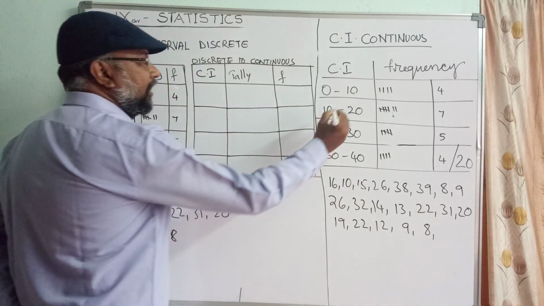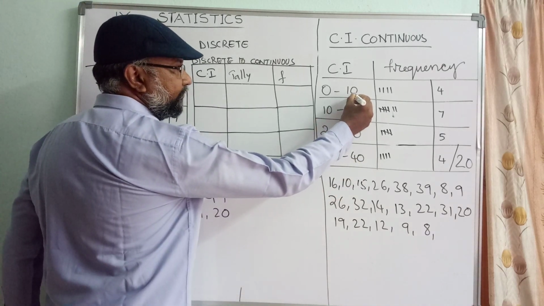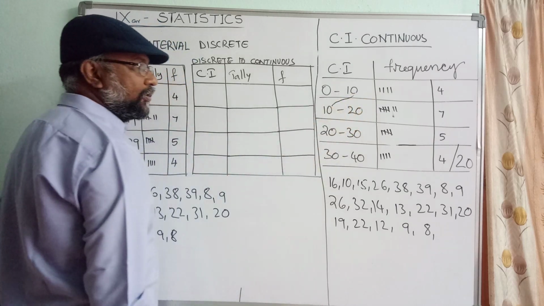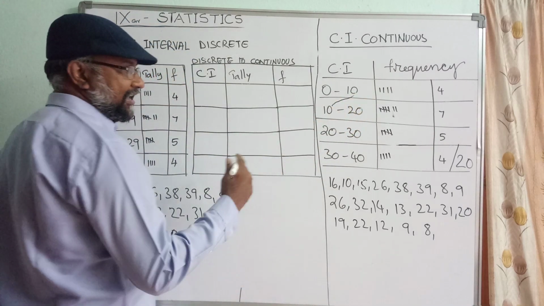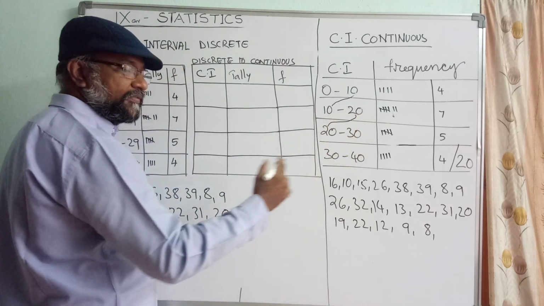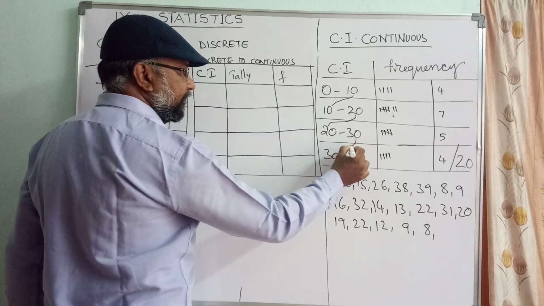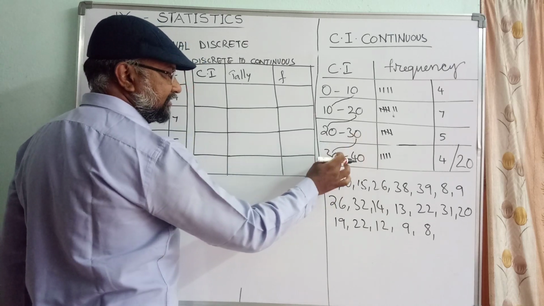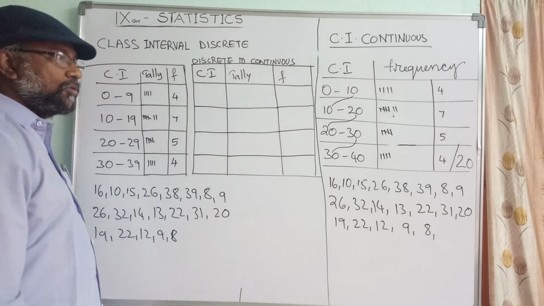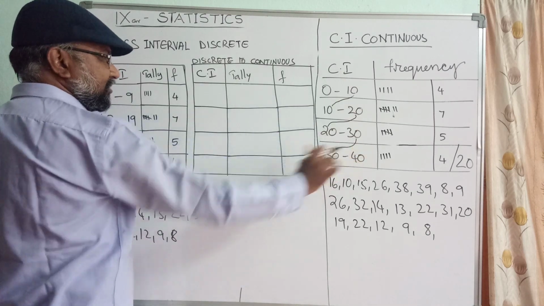Here the lower limit of one class is equal to the upper limit of the next class. Lower limit of one class is equal to the upper limit of another class. So this is a continuous class interval.